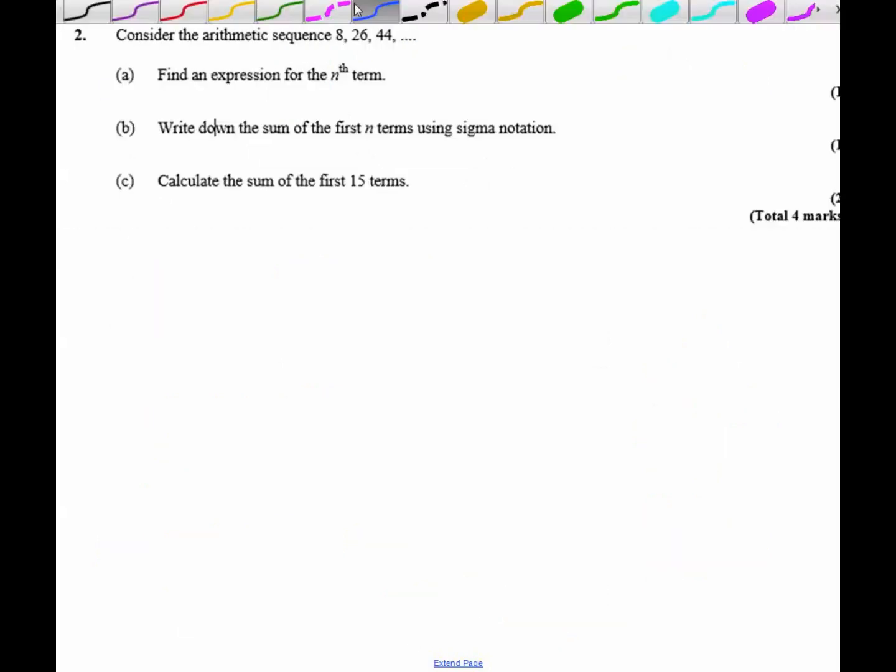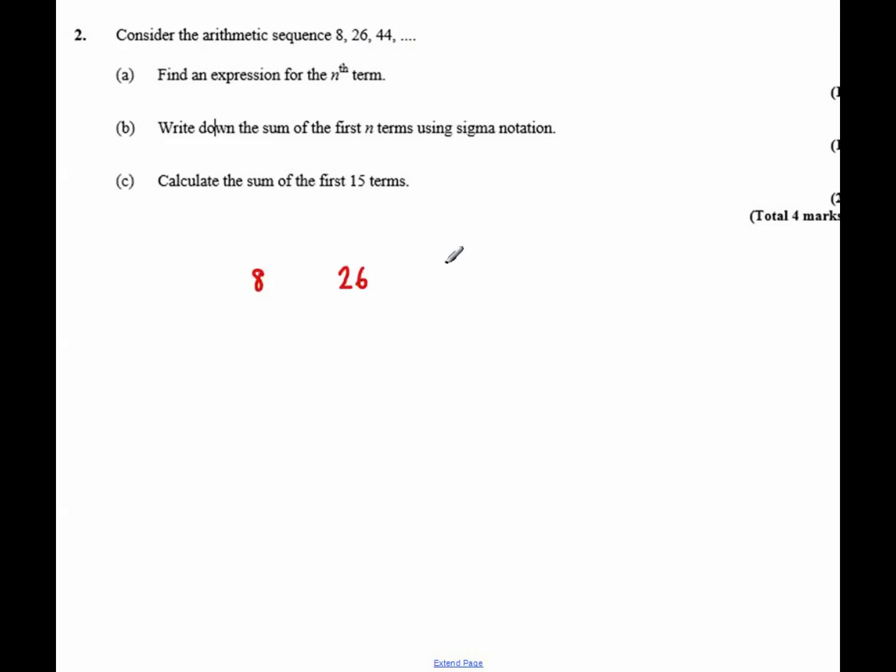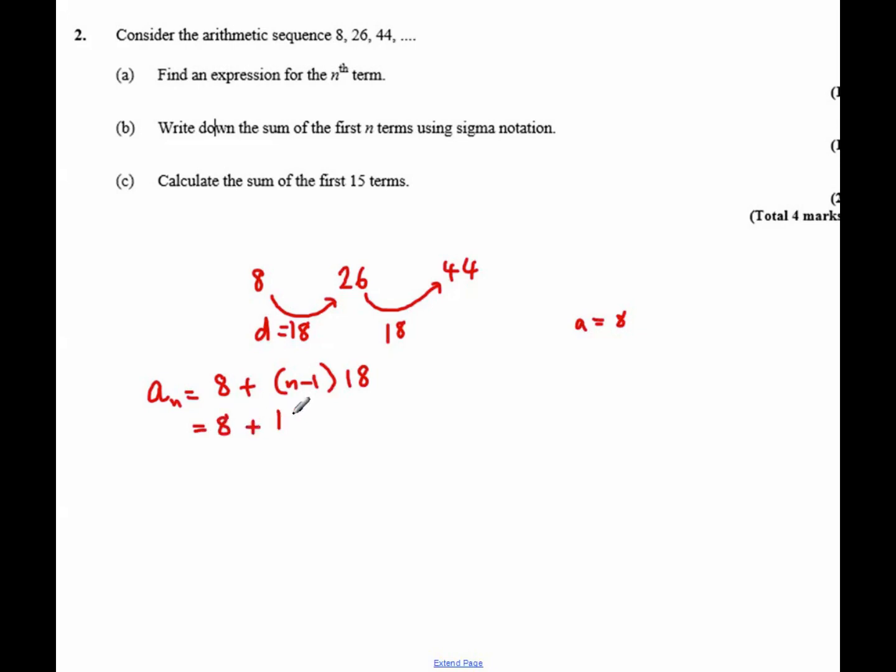So we need to find, first of all, an expression for the nth term. Now, if you look at this, it's an arithmetic sequence, and clearly the common difference that we're adding to it each time is going to be 18. I'll just double check that. 26 plus 18 is equal to 44. And the first term is 8. So the expression for the nth term, a_n, is equal to a plus n minus 1 times the common difference, which is equal to 8 plus 18n minus 18, which is 18n minus 10.